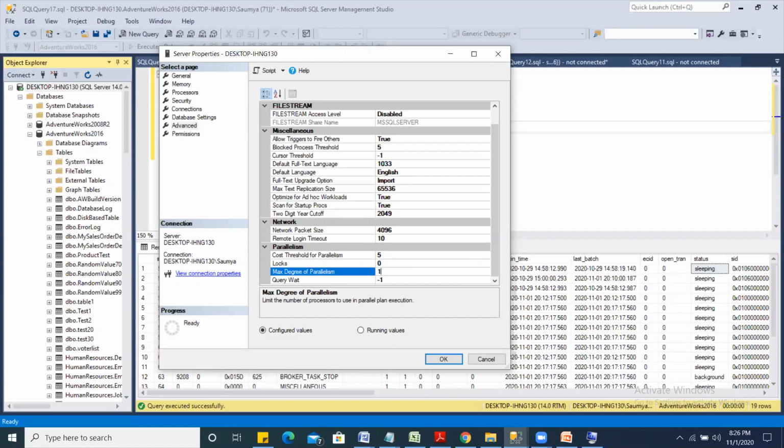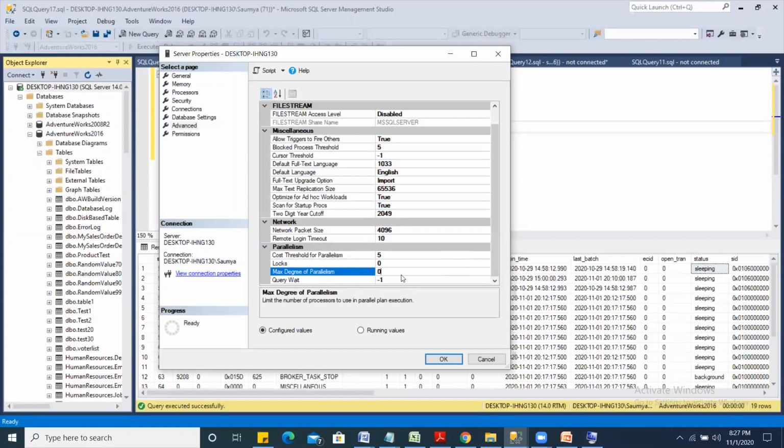If we set it to 1, what does it mean? Can anybody tell me? Whenever we have multiple processors, then we can use it. So my simple ask is, by default, it was 0.